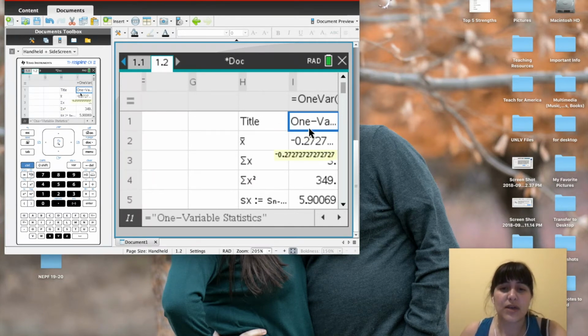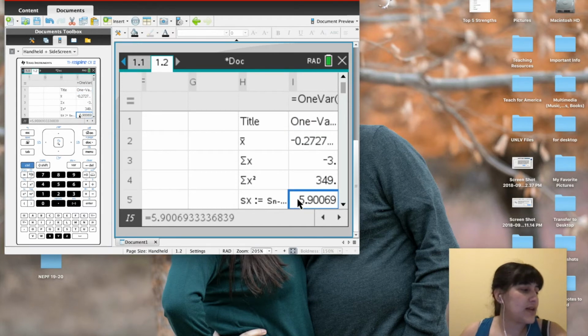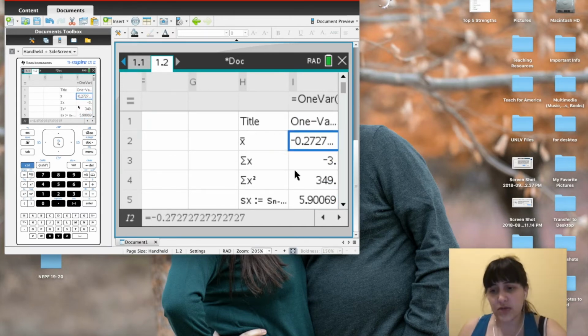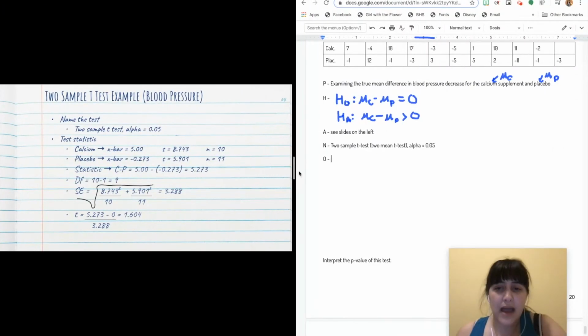All right, so here's my one variable statistics for the placebo group. I have my standard deviation down here, the SX, and then I have my X bar. Remember, those are the only two things that you need. So let's go back to our test and actually run that. Again, I have all of the numbers written out for you on the left, but I think it is helpful to see it written out live. So I'm going to do that for you here.